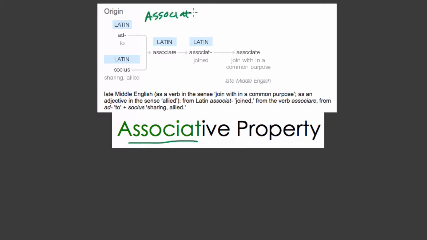Now, the word associate, of course, has many meanings, but here, look at this root of the word, right? Ad means to, and socius, right? Sharing. So here it means to share, or to associate, or joined with a common purpose. And that actually applies to the mathematical definition here as well. Common definition you might see is something like this. Numbers or variables, right? A plus B plus C.